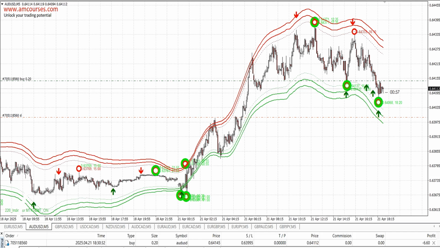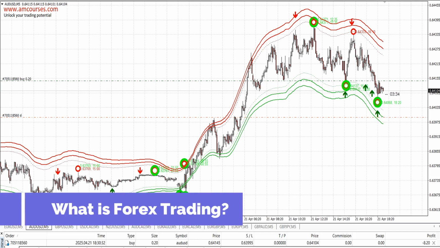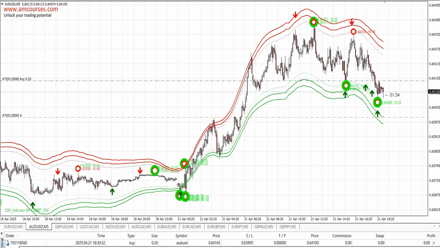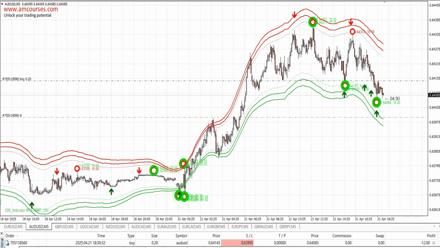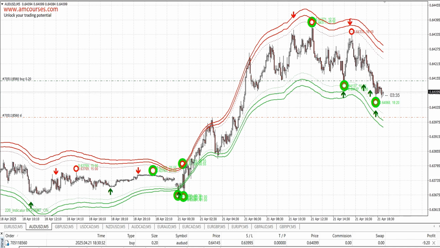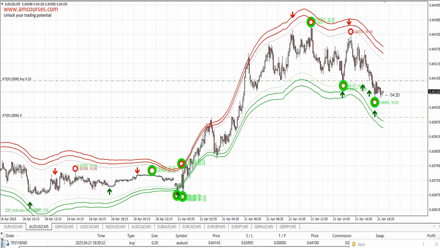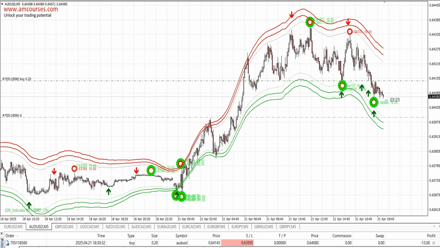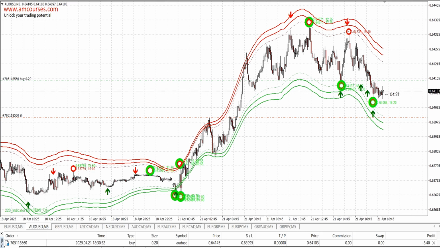Now, while we wait for this trade to play out, let me quickly explain something useful for all my beginner and intermediate viewers. What is Forex trading? Forex trading, or foreign exchange trading, is the act of buying and selling currency pairs, like Euro per US dollar or GBP per JPY, to make a profit from changes in price. It's the largest financial market in the world, with trillions of dollars traded daily. You can trade 24 hours a day, 5 days a week, which gives you flexibility, whether you're a part-time or full-time trader.